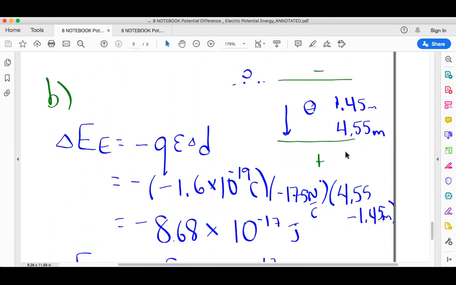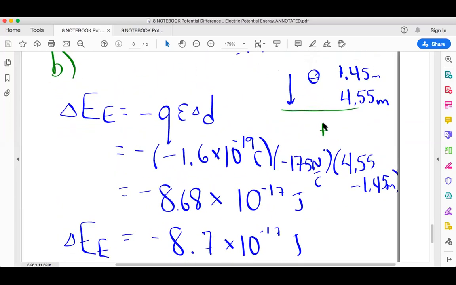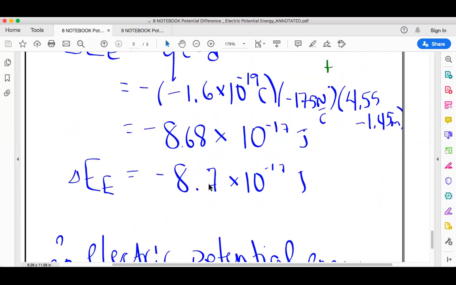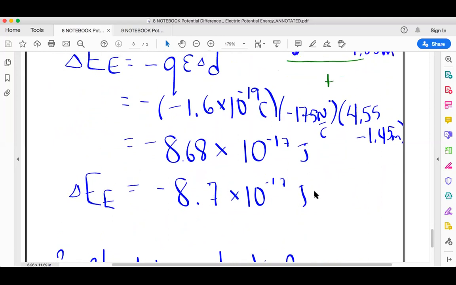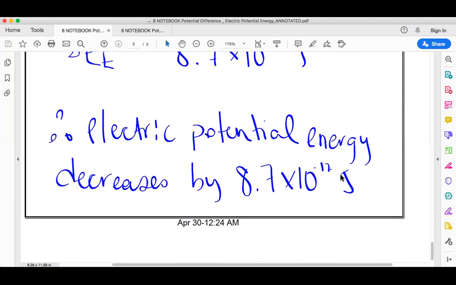So here we go, here's the diagram. Now we've got that negative 175 says negative goes here, positive goes here. We're still moving from this spot, moving downwards on the page. So displacement is positive, epsilon is negative, Q is negative. So three negatives make a negative. The electron is actually coming closer to what it wants to do, and so it's losing potential, it's losing stored energy. So this is like the ball in free fall. The electric potential energy decreases by 8.7 times 10 to the minus 17 joules.